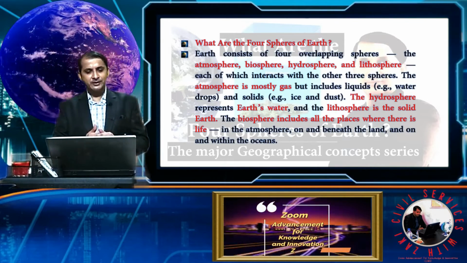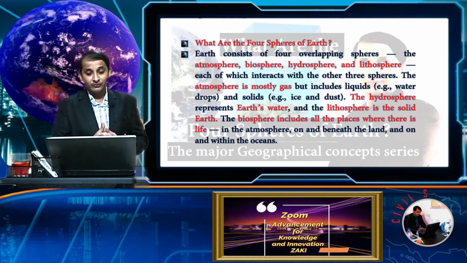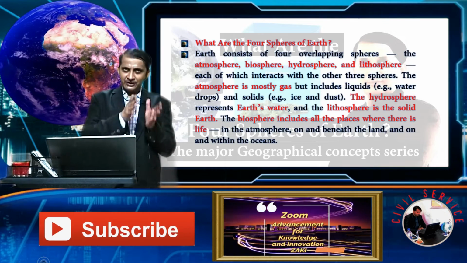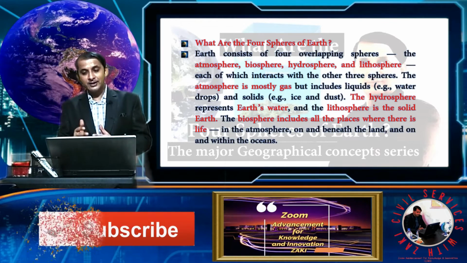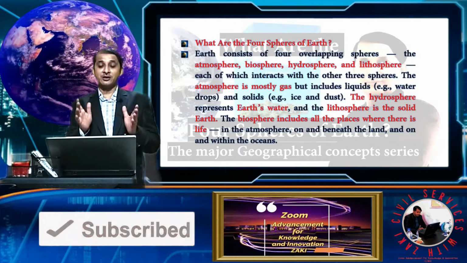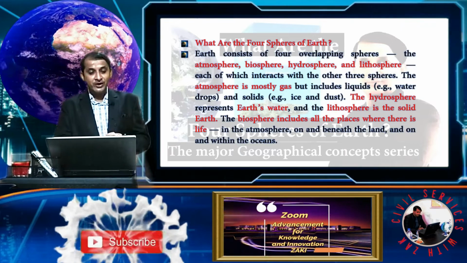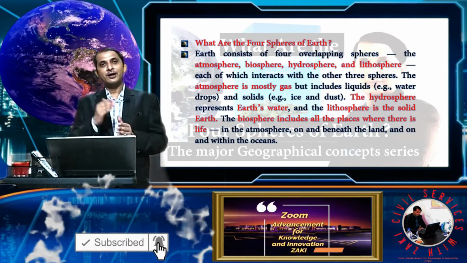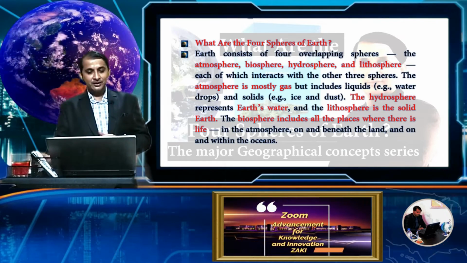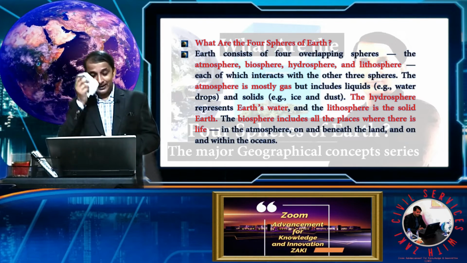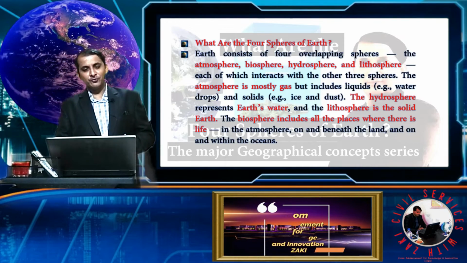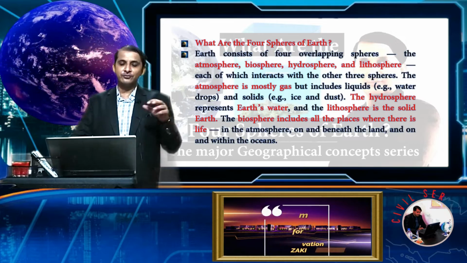So the hydrosphere represents the earth's water, and the lithosphere is the solid earth. So the biosphere, what is biosphere? Biosphere includes all the places where life exists on our earth. So in the atmosphere or beneath the land or within the ocean, all are included in the biosphere. So we move forward and see all these four spheres.